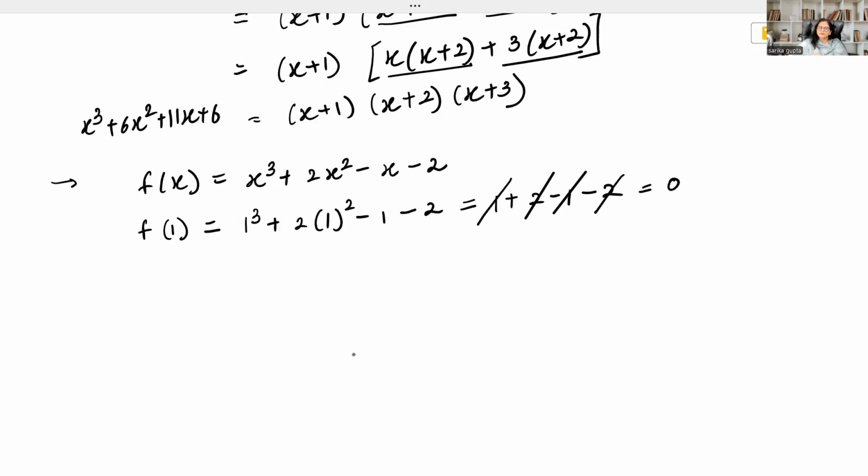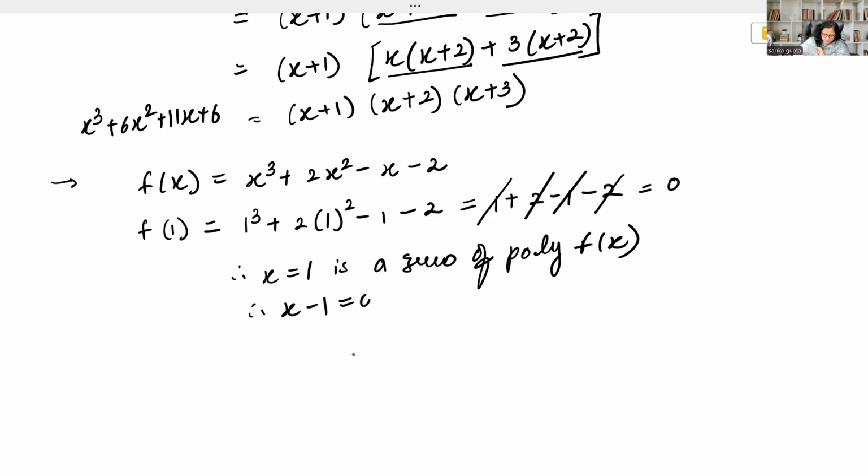So here, the first value of x that we have substituted in f of x has given us the value of the entire polynomial 0. So we can conclude x equal to 1 is a 0 of polynomial f of x. So x minus 1 is equal to 0.